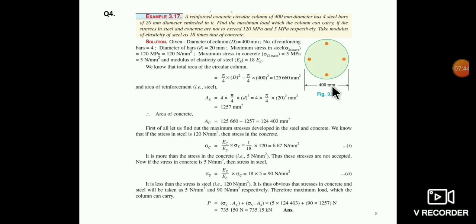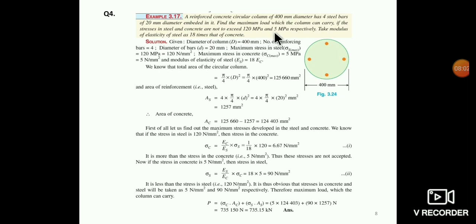This is the diameter 400 mm. So the given data is: diameter of column D is 400 mm, number of reinforcing bars is 4, diameter of bars is 20 mm, and maximum stress in steel, sigma S max, is 120 megapascal, which means 120 Newton per mm square.